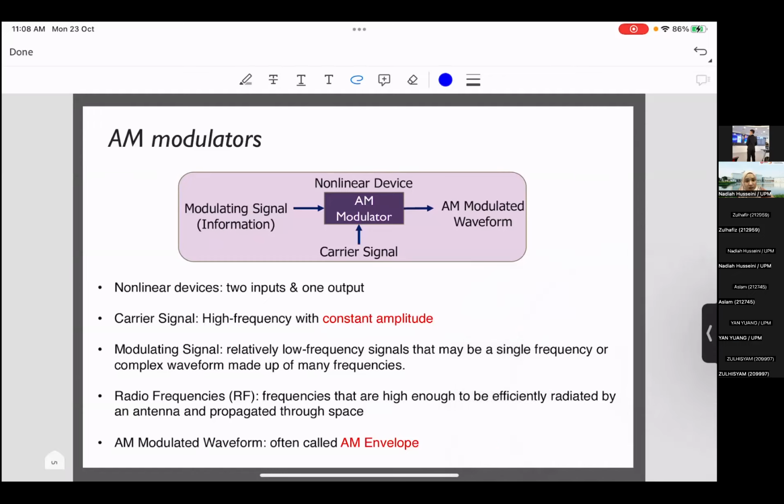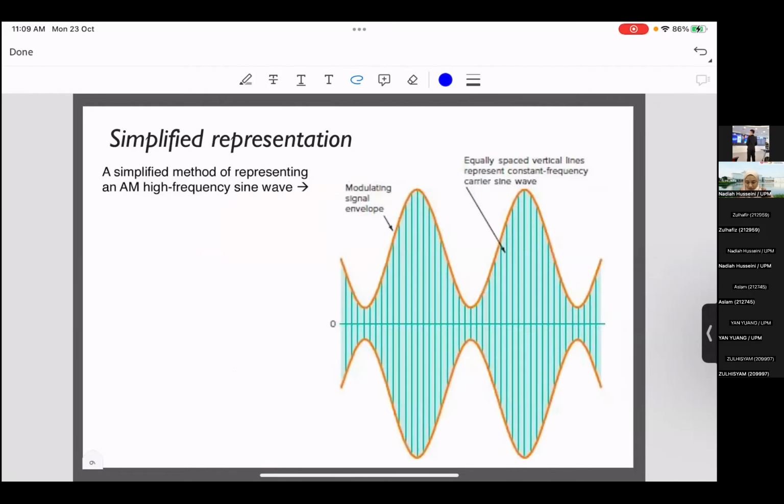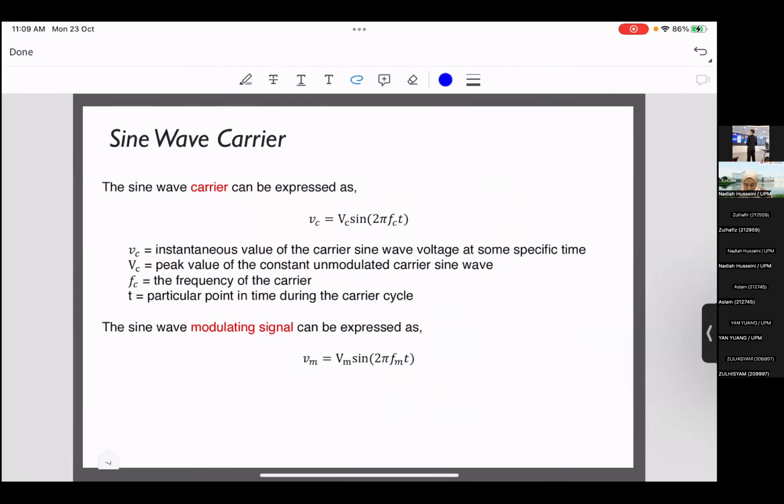Okay, so this is the generic device representing an AM modulator. You have the modulating signal, VM. You have the carrier signal, VC, and these are multiplied in a nonlinear device or circuit that we will learn later on. And the outcome of this is an AM modulated waveform. Okay, so just a little recap here. Nothing fancy. So this was the equation that we saw earlier, right?